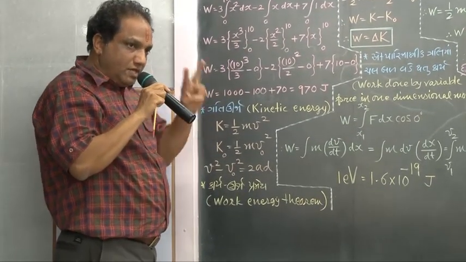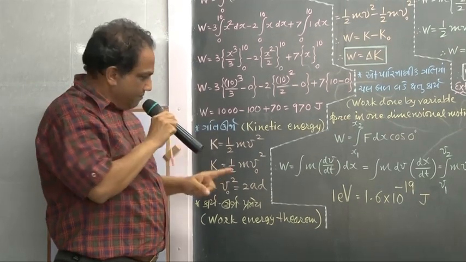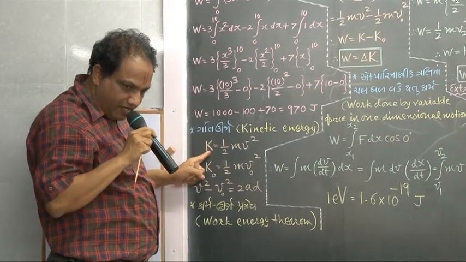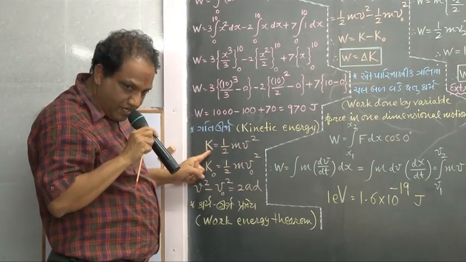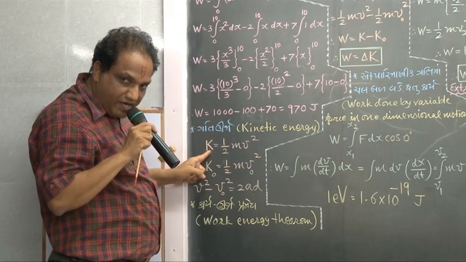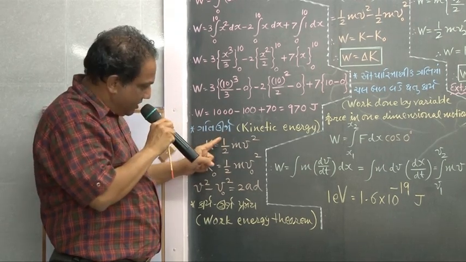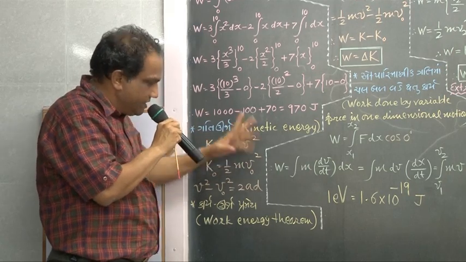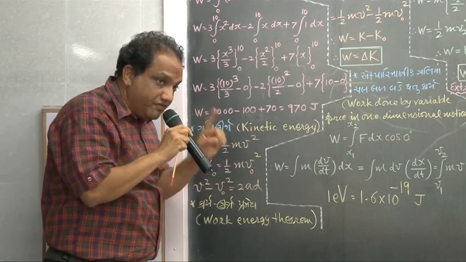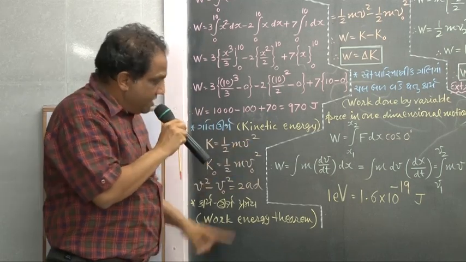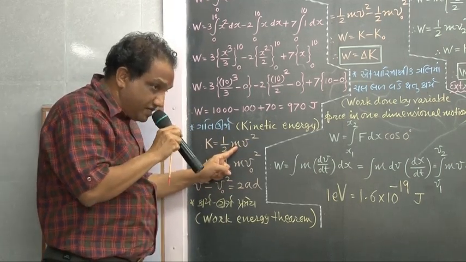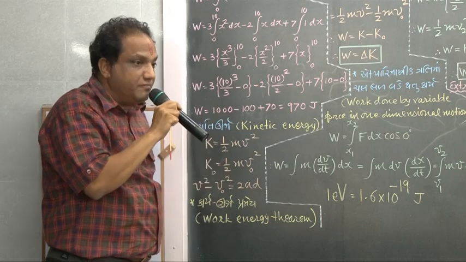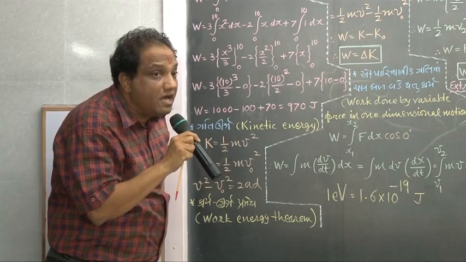How? They have given two particles, correct? But with the same kinetic energy. So K is constant. When K is constant, 1 by 2 is already constant, so this product should remain constant. Correct? In this product, if it has to remain constant, then if mass decreases, velocity should increase.